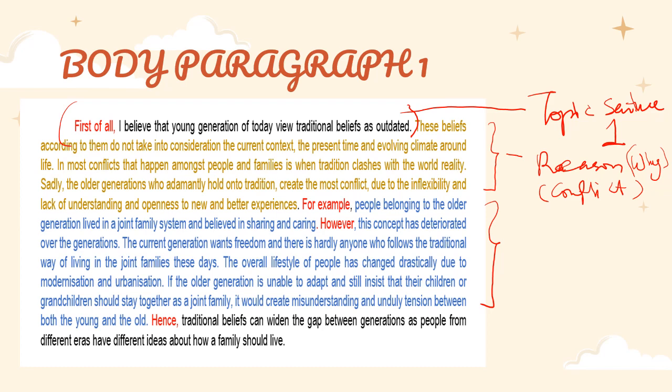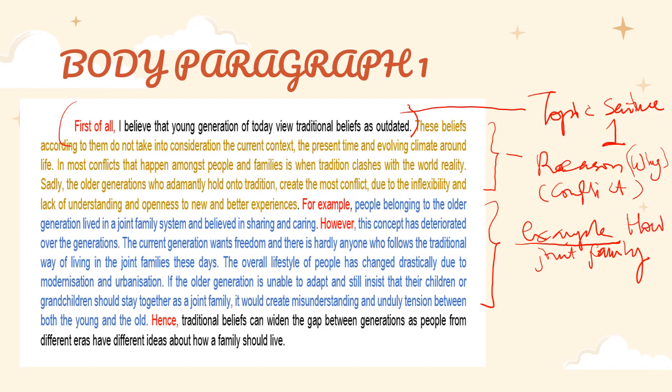People belonging to the older generation live in a joint family system and believe in sharing and caring. However, this concept has deteriorated over the generations. The current generation wants freedom, and there is hardly anyone who follows the traditional way of living in the joint families these days. The overall lifestyle of people has changed drastically due to modernization and urbanization. If the older generation is unable to adapt and still insists that their children or grandchildren should stay together as a joint family, it would create misunderstanding and unduly tension between the young and the old. So highlighting the example, what is the example? Joint family. Joint family is the example.